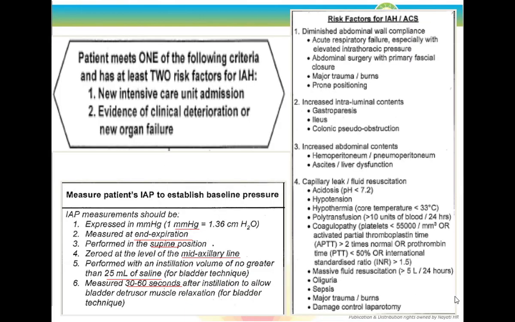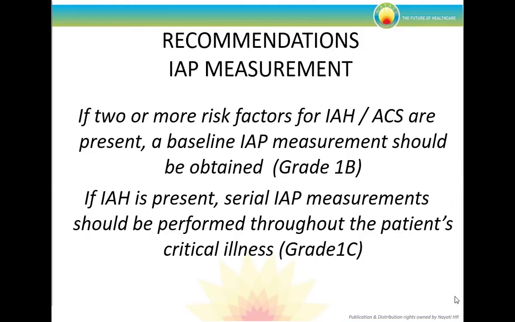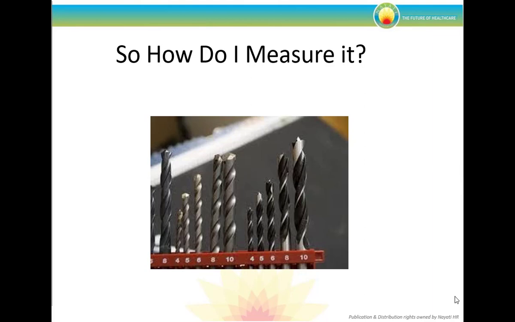So if there is one of the following, or at least two risk factors for intra-abdominal hypertension, the patient should be in the ICU and should also be started on monitoring of intra-abdominal pressures. As I discussed earlier, we should always measure serially. Just one spot reading will not help in finding or ruling out abdominal compartment syndrome or intra-abdominal hypertension.